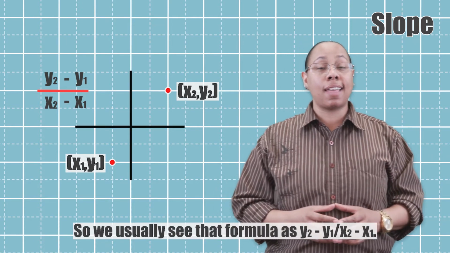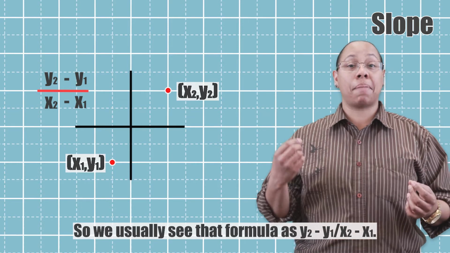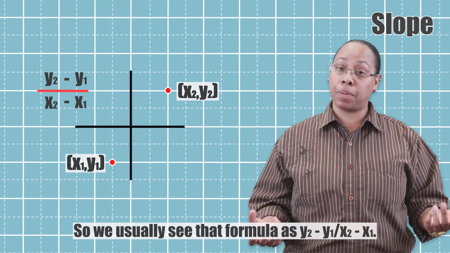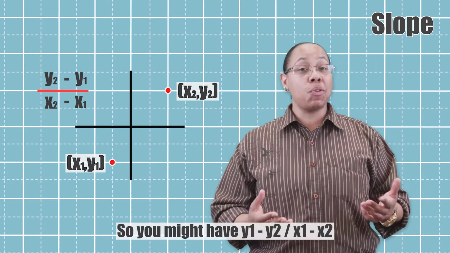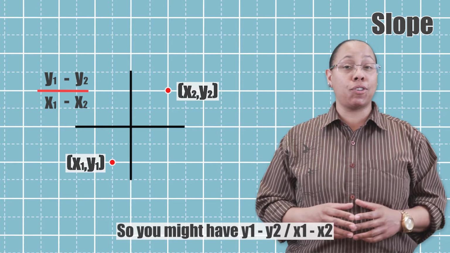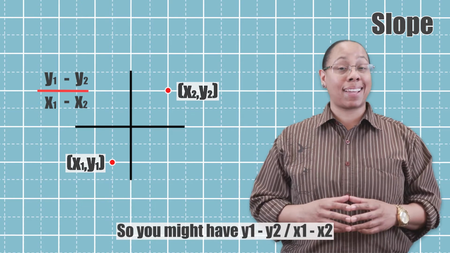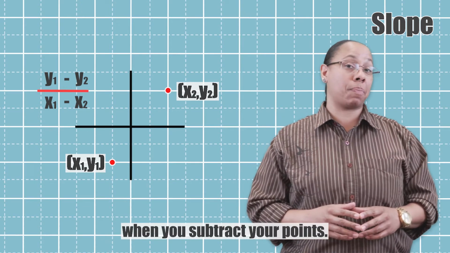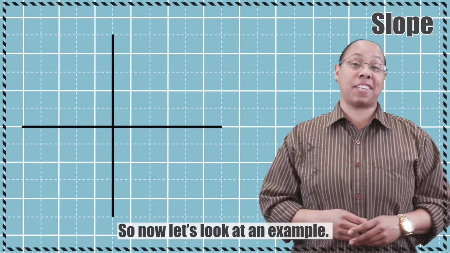So we usually see that formula as y2 minus y1 over x2 minus x1. It's okay to switch them. So you might have y1 minus y2 over x1 minus x2, as long as the order stays the same when you subtract your points. So now let's look at an example.